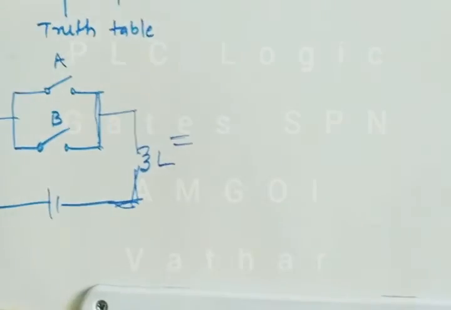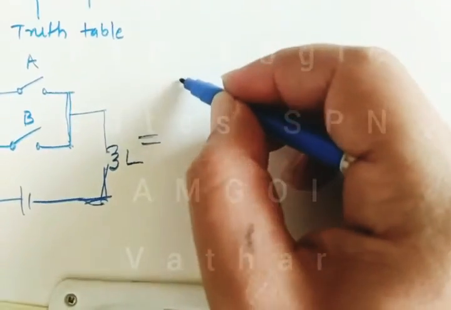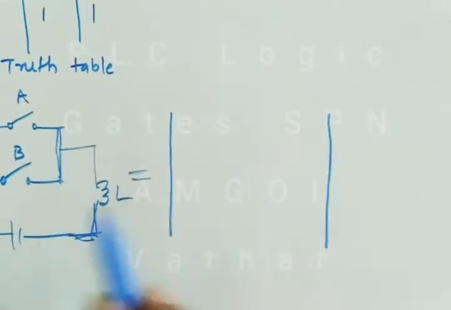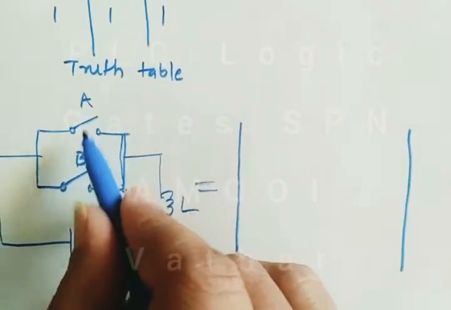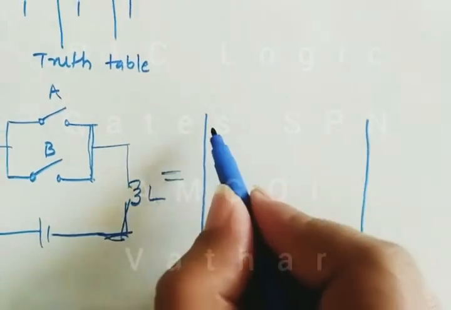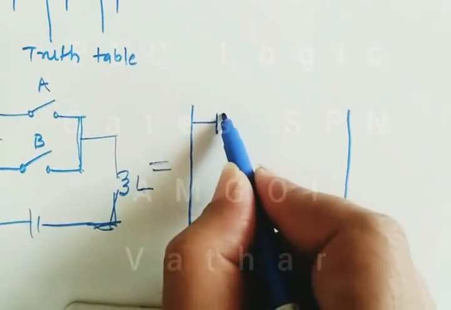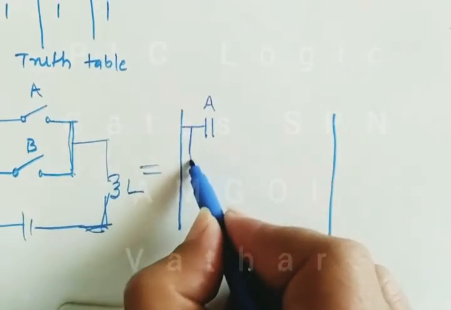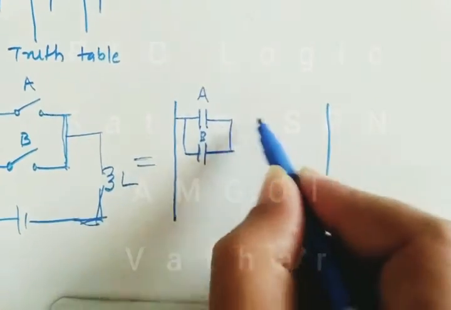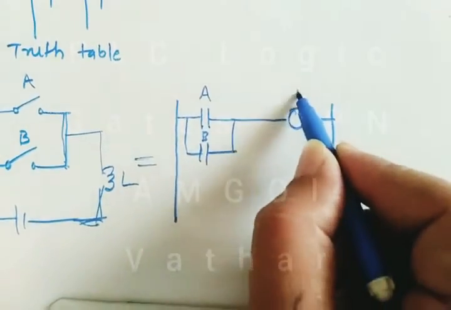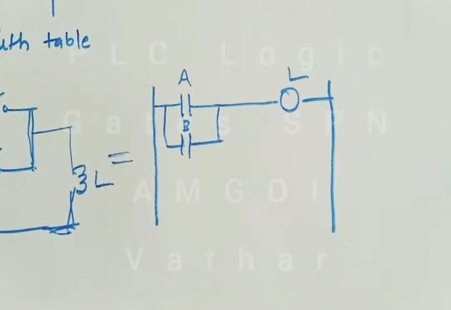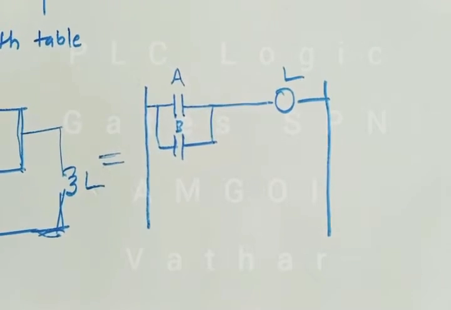Let us try and convert this into the ladder diagram. The two vertical lines representing the power rails, two inputs A and B. So this is a normally open switch, this is a normally open switch. These two are connected in parallel. So normally open switch A connected in parallel with normally open switch B and the output lamp L on the right side. This diagram is the ladder diagram for OR gate.